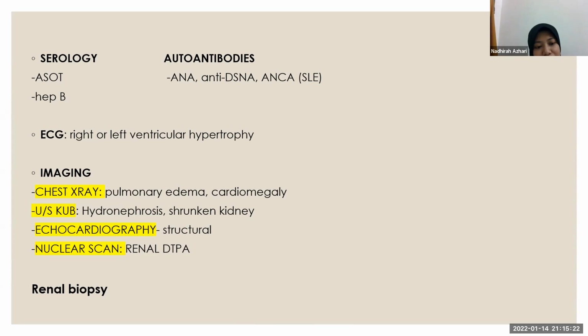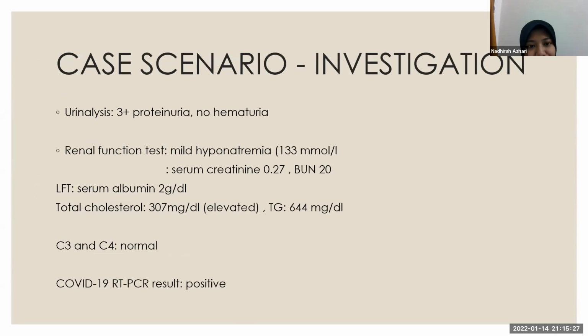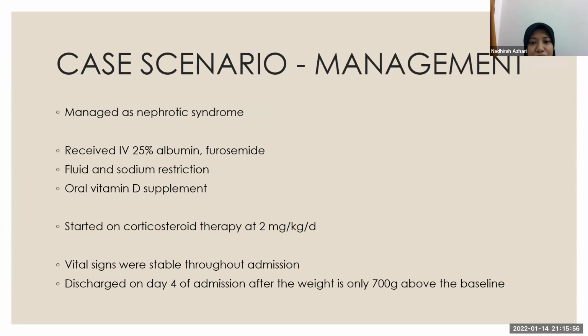And lastly, renal biopsy can also be done if the patient is indicated for that. Okay, so for the case scenario, the urinalysis was done and she has 3+ of proteinuria but no hematuria. A renal function test revealed mild hyponatremia, and otherwise liver function test, total cholesterol, and triglyceride were done. And the patient was then diagnosed with nephrotic syndrome. And yes, that's all for the case scenario.